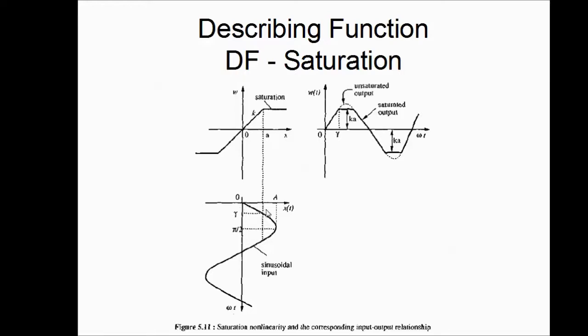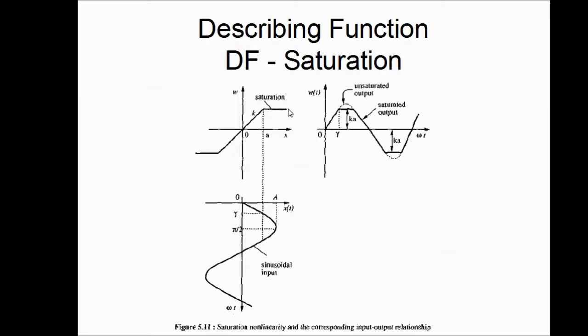So A sin omega t is drawn this way. Omega t is along that axis, x(t) is along this axis. The w and x are here for the nonlinear part. And for the output of the nonlinearity, we have omega t on the x-axis and w(t) on the y-axis. So K is the slope of this line, and a is the point where the saturation onsets.